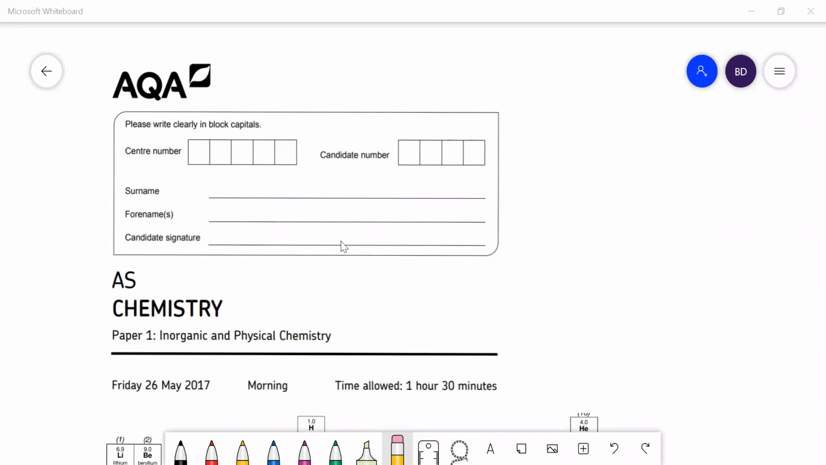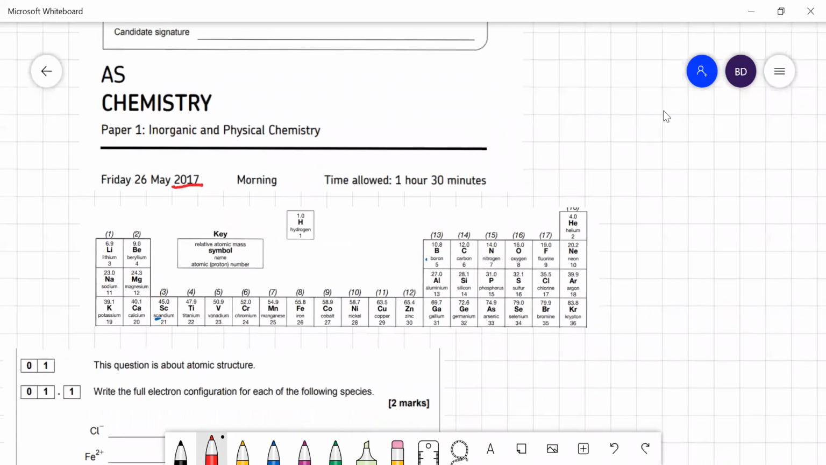Well, in this video, I'm going to go through the AQA AS-level Chemistry paper. It's paper 1, and it's the 2017 paper. I'm going to do it in 2 halves. I'll do the first half of the paper and the second half in another video. Okay, so the first question is about electronic structure.